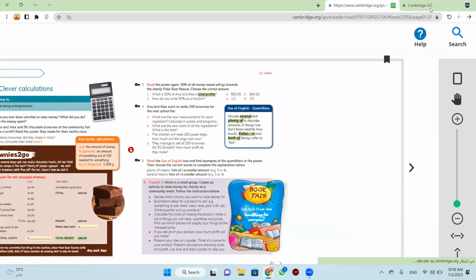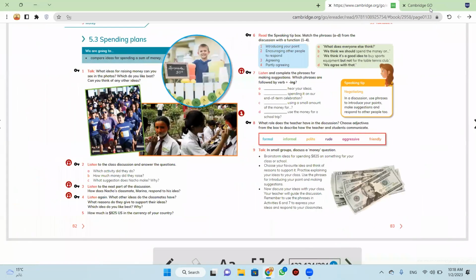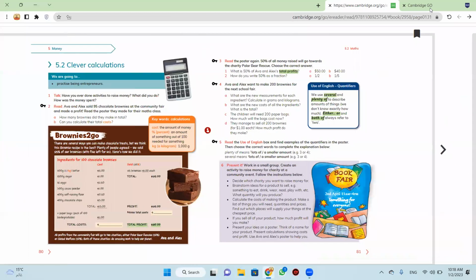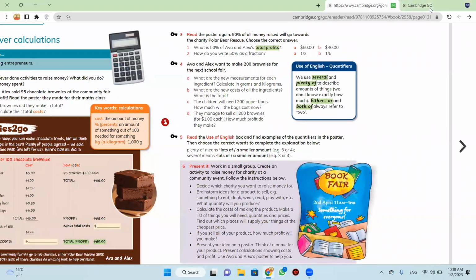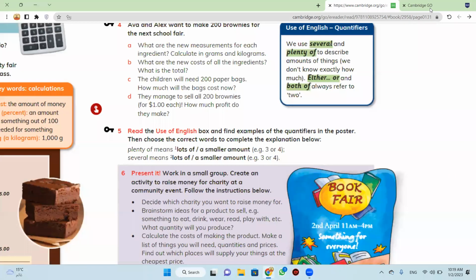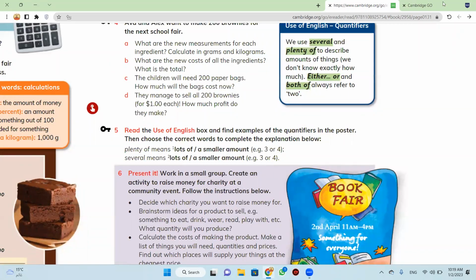Let's take a look at the next page. The next lesson will be spending plans, how we should spend money, what's the best way to spend money. Now, let's go back to activity number 5. Read the use of English box, this one, and find examples of the quantifiers in the poster.